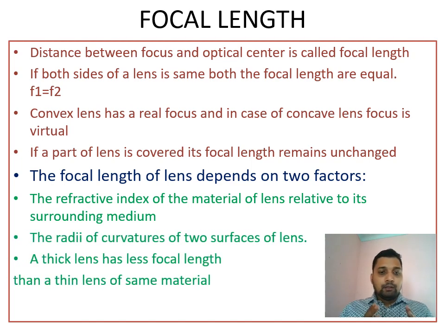The second factor is the radius of curvature of the two surfaces. If we take a thicker lens, a lens with more thickness, it has a smaller focal length, whereas a thinner lens has a larger focal length. For the same material, a thicker lens has less focal length and a thinner lens has more focal length.